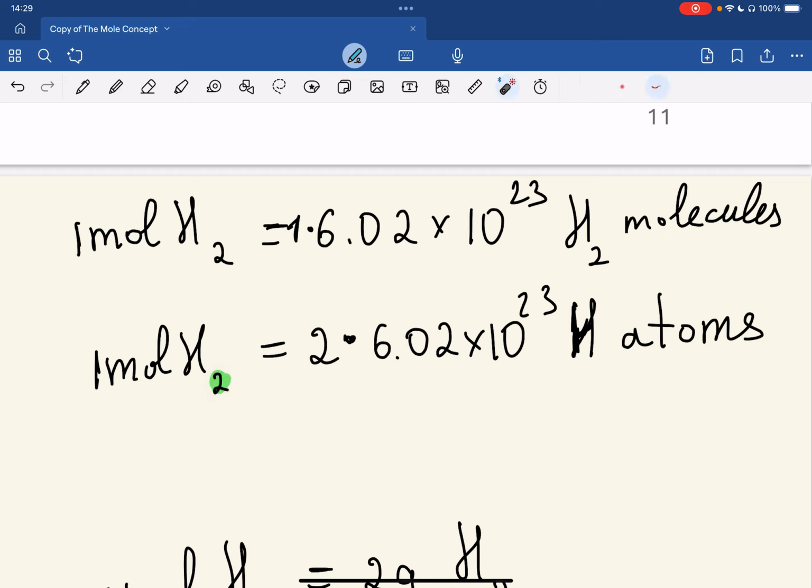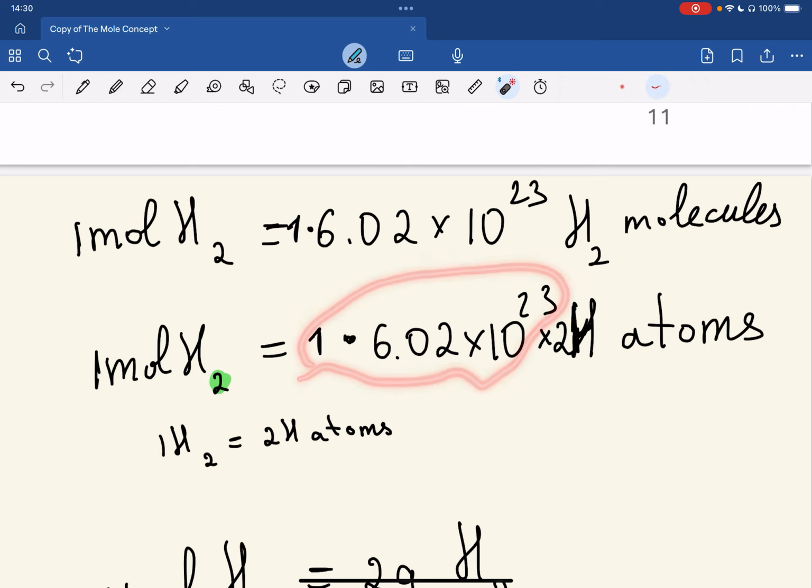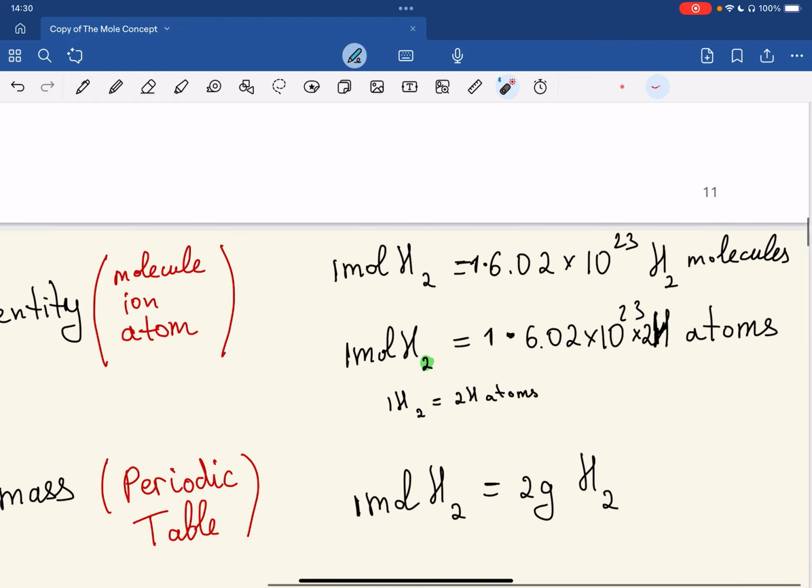If it is an atom or an ion, we have to consider the subscript. So in just one hydrogen molecule, we have two hydrogen atoms, yes? Whenever we change from mole to atoms, first of all we multiply, sorry, this is not 2 mole, this is 1 times 6.02 times 10 to the power 23, and because it's asking for atoms, at the end we multiply by 2. It's a better way to write it.